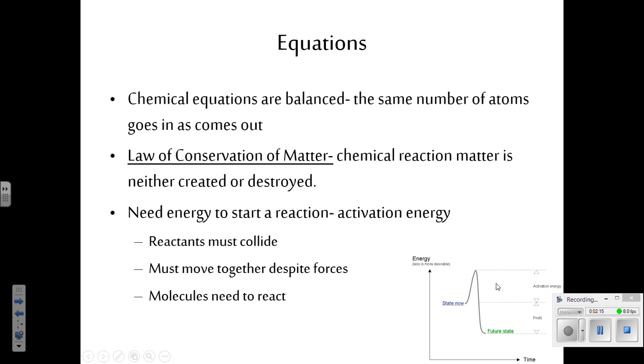And this picture down here, this graph, is showing what we call activation energy. It's the amount of energy we need to start a reaction, to actually get it going. And that's why it's up so high here. But once we hit that threshold, once we actually get enough energy, our reaction will take place, the reactants will start colliding and interacting with each other, and then our products will come out the other side.